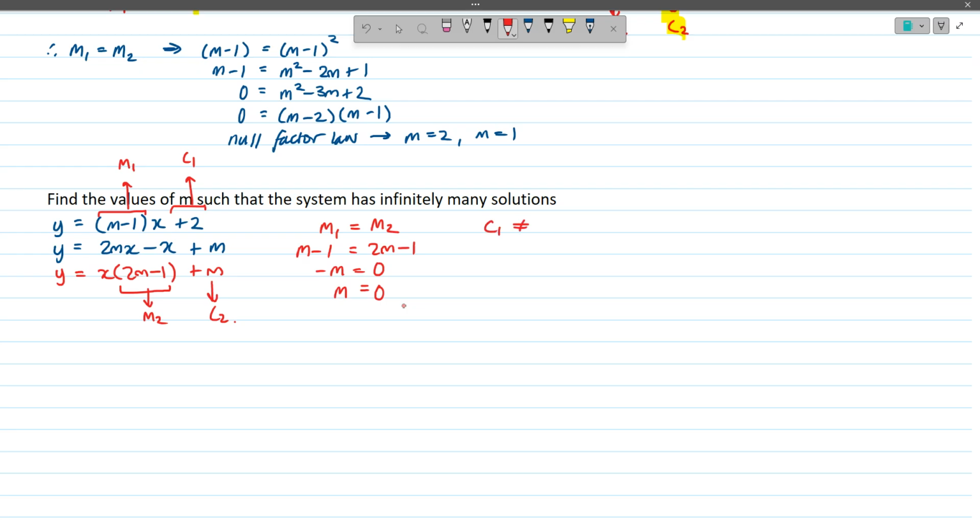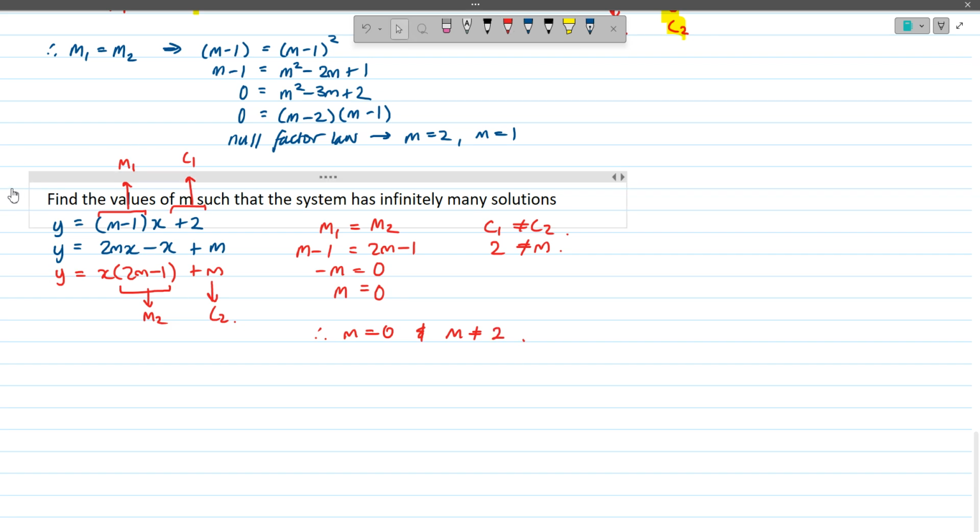Now, in this case, we know that c1 cannot equal c2. So then we get that 2 cannot equal m. So in order for this to have infinitely many solutions, we would say, therefore, m has to equal 0 and m cannot equal 2. And that is it. Hopefully you guys got that, and I'll see you guys in the next one.